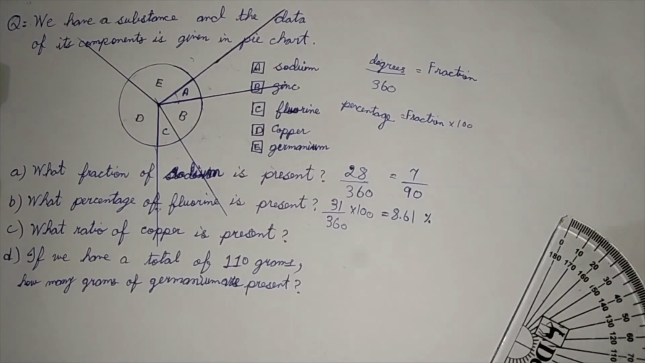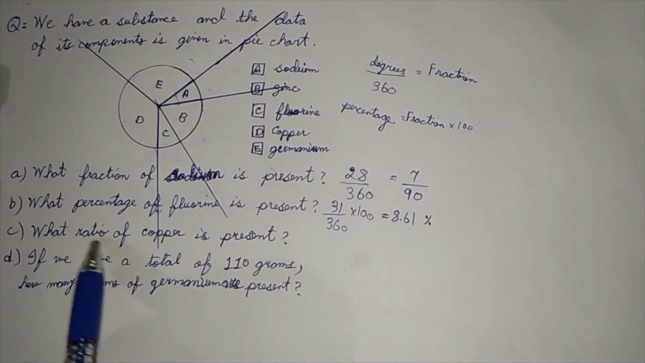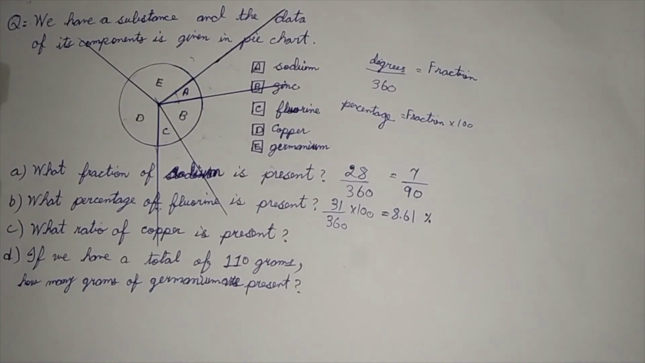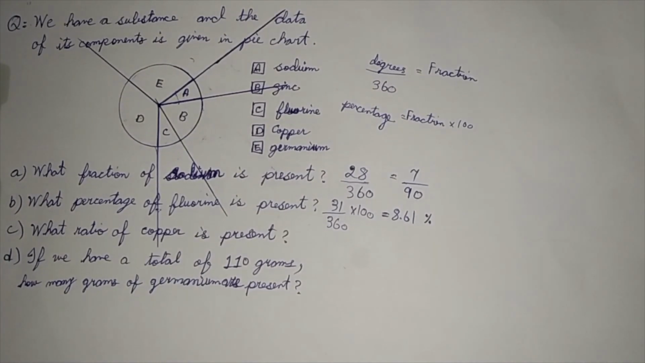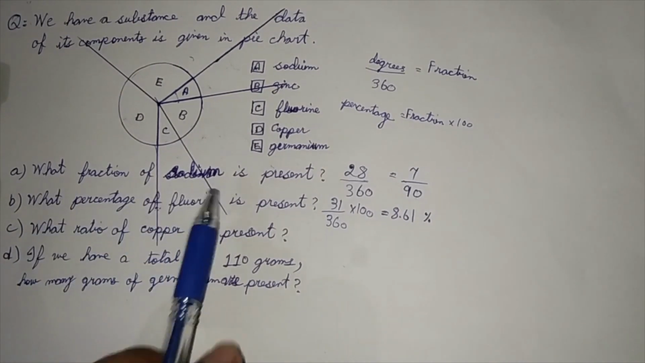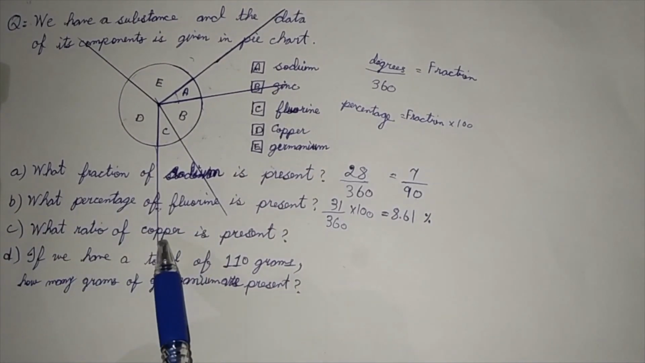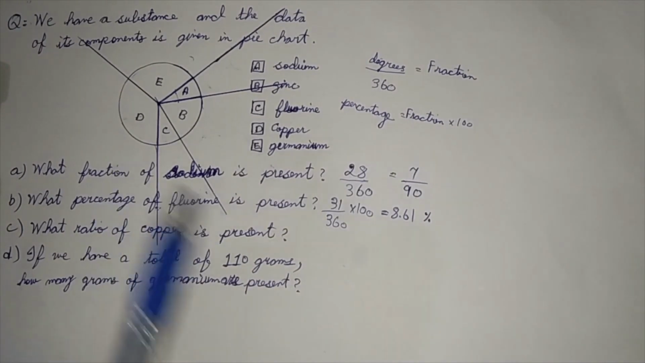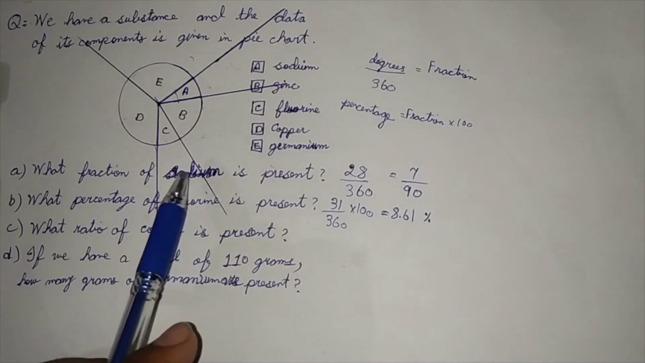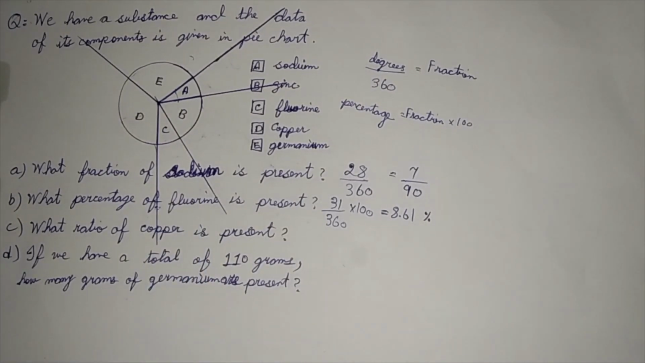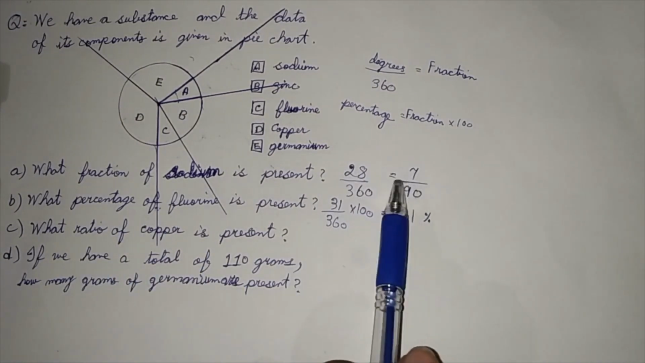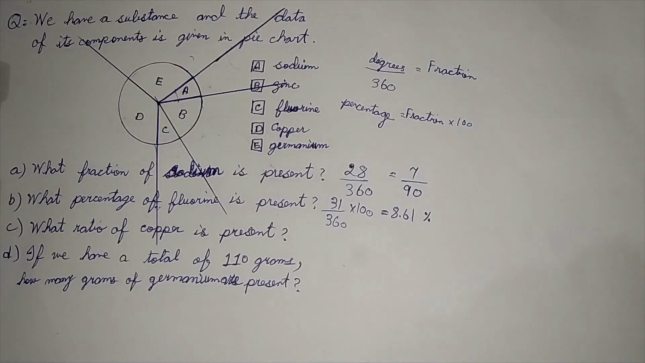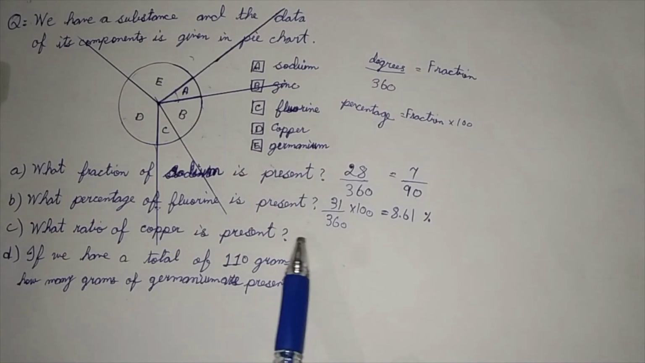Now our question, part C, is: what ratio of copper is present? Here we have what fraction of sodium is present, and here we have what ratio of copper is present. What's the difference between this part and this part, excluding the sodium and copper? Here we have the ratio and here we have the fraction. A fraction means to write something in over form, 7 over 90.